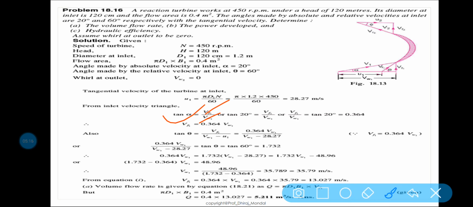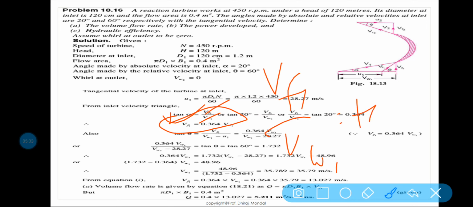VW1. Now how can we find out VW1? That is our question right now. We know the relation between VF1 and VW1, which I have already got. VF1 by VW1 is equal to tan alpha, which is 10 to 20 degrees. So VF1 is equal to tan alpha into VW1, isn't it?